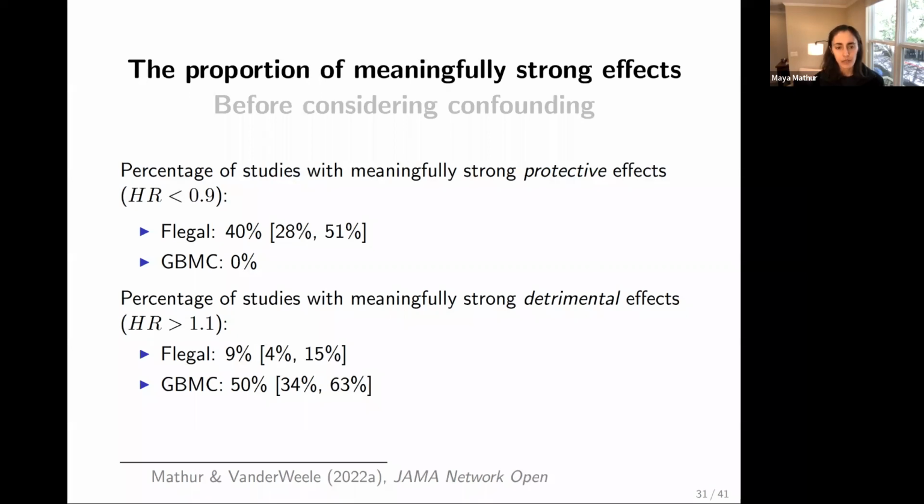Okay, so that seems like a pretty different picture from these two meta-analyses, and we do seem to have a pretty clear difference where Flegel's meta-analysis is largely protective, and GBMC's is largely detrimental.